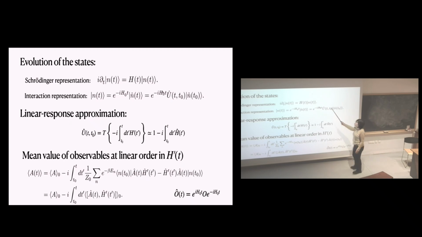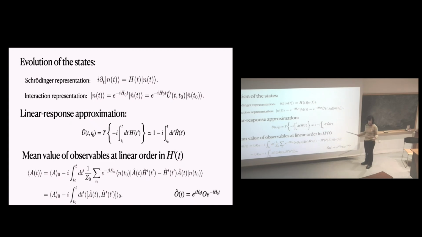So we have to now calculate the evolution of the states. This is the evolution in the Schrödinger representation. It is convenient to move to the interaction representation. We know that all we need to solve in the interaction representation is the evolution of the evolution operator. We have this formal solution of the evolution operator.